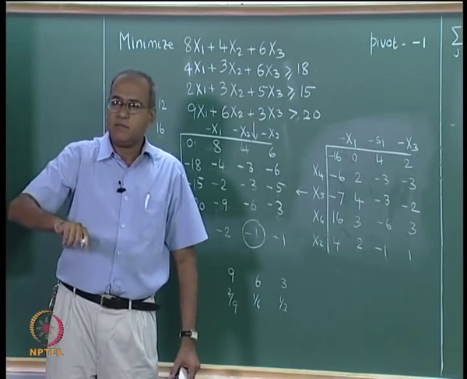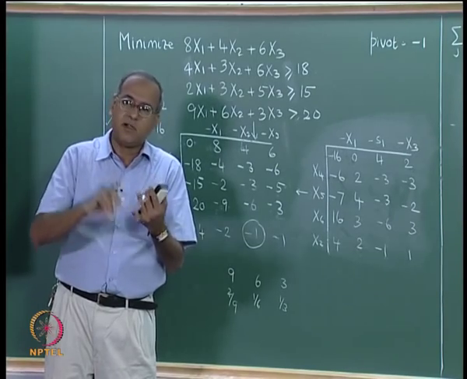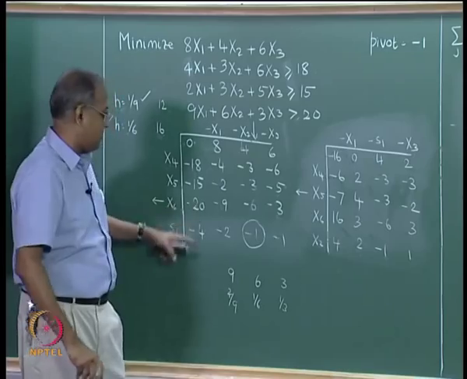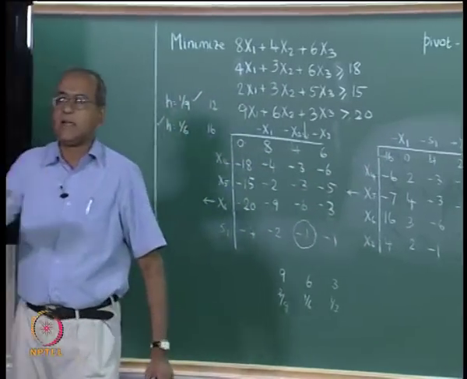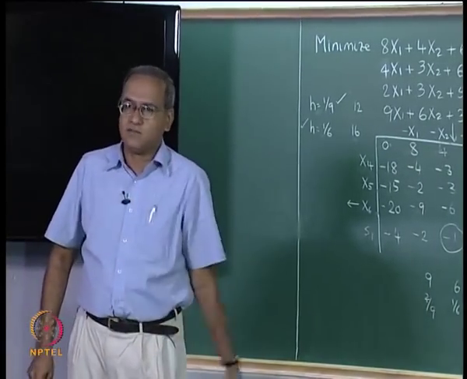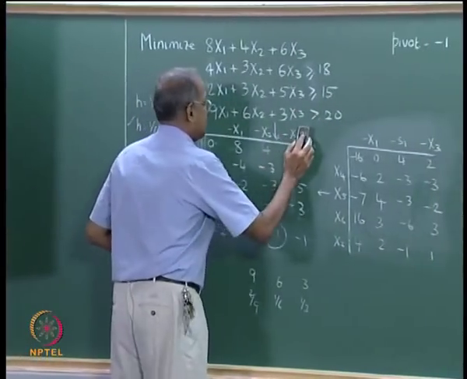At the same time, we do several things: retain the integer characteristic of the table, have a pivot equal to -1, bring in feasibility in the next iteration, retain the dual feasibility, and try to give as large an increase in the objective function. So, this is how the all integer dual algorithm essentially works.